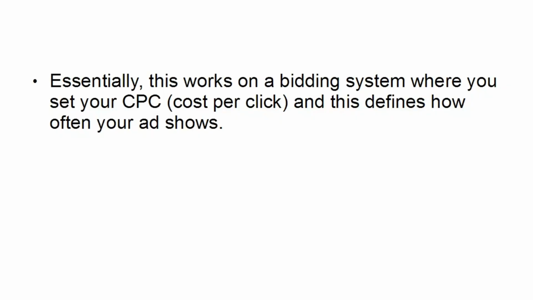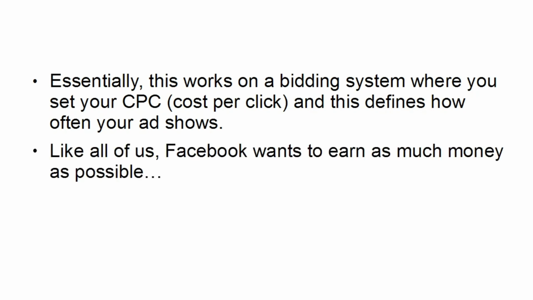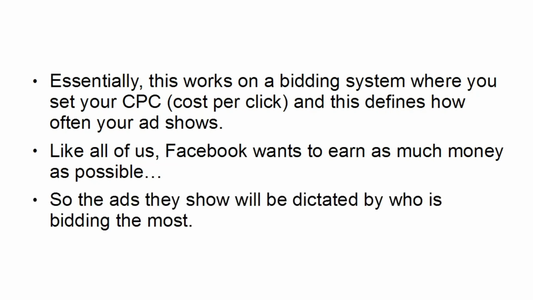Okay, I know what you're thinking. If there's no set budget, how can you calculate how much you're going to pay? Well, Facebook make this quite easy for you. Now, essentially, this works on a bidding system where you set your CPC, your cost per click, and this defines how often your ad shows. Now, like all of us, Facebook wants to earn as much money as possible. So the ads they show will be dictated by who is bidding the most.